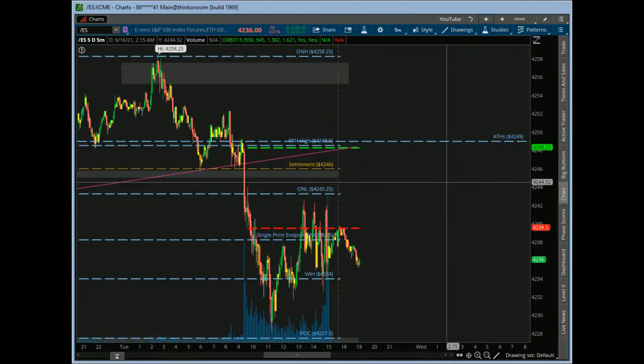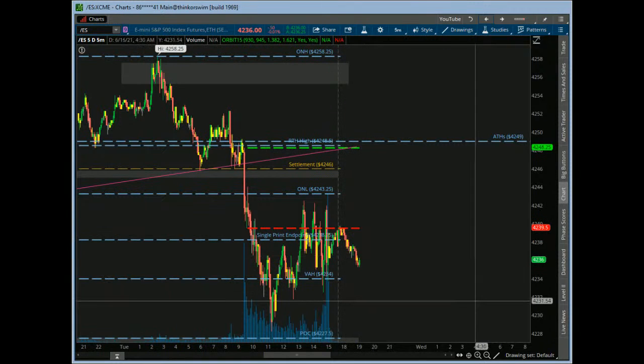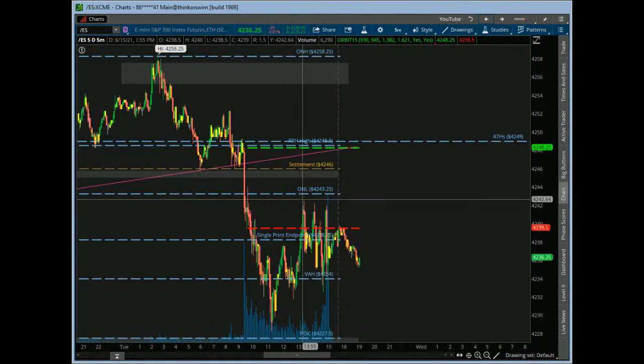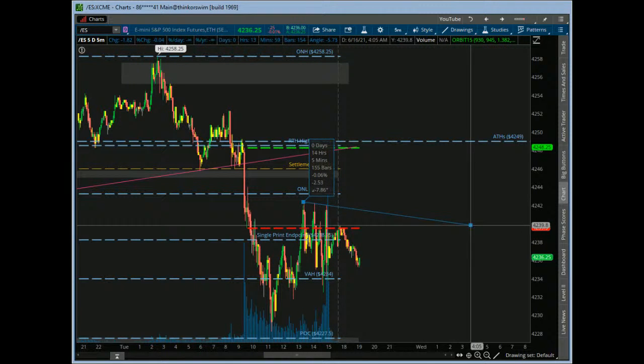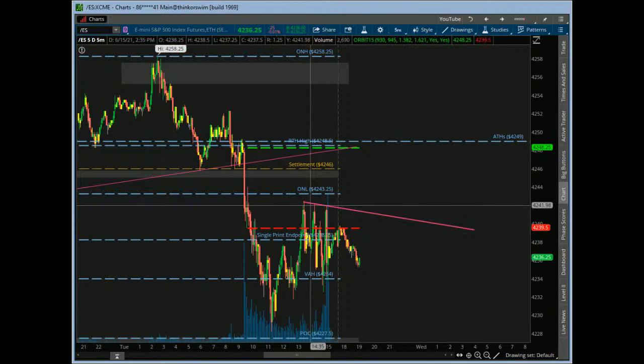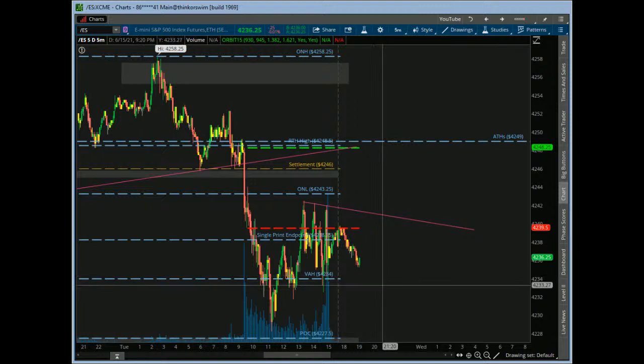Not really too much going on here. We've just kind of been drifting down a little bit since the close. And these guys right here, it's like the three guards of the gate or something like that. Just really interesting stuff right here, how we just kind of rejected. Now we're kind of drifting down off of it.